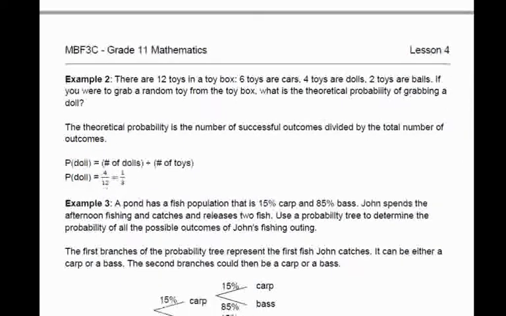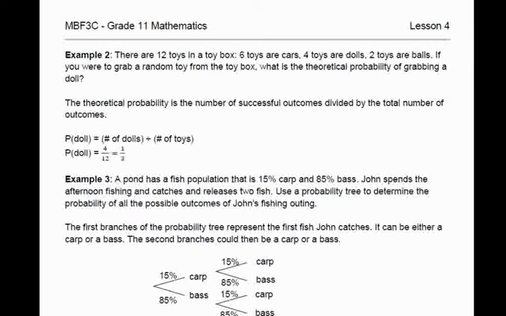Here's another example. We have 12 toys in a toy box. 6 of them are cars, 4 of them are dolls, and 2 of them are balls. If you were to grab a random toy from the toy box, what's the theoretical probability of grabbing a doll? So now we're moving from experimental to theoretical. And in this case, it's the number of successful outcomes divided by the total number of outcomes. So the number of dolls, because we're trying to find the probability of grabbing a doll, is 4. The total number of toys is 12. So our probability becomes 4 divided by 12, which would be 1 over 3, or 1/3.